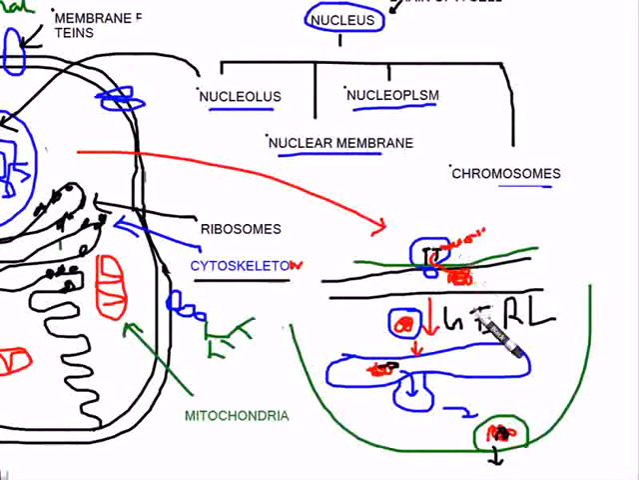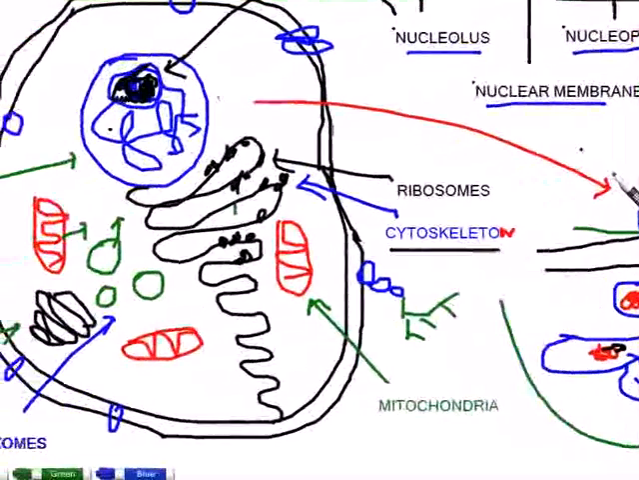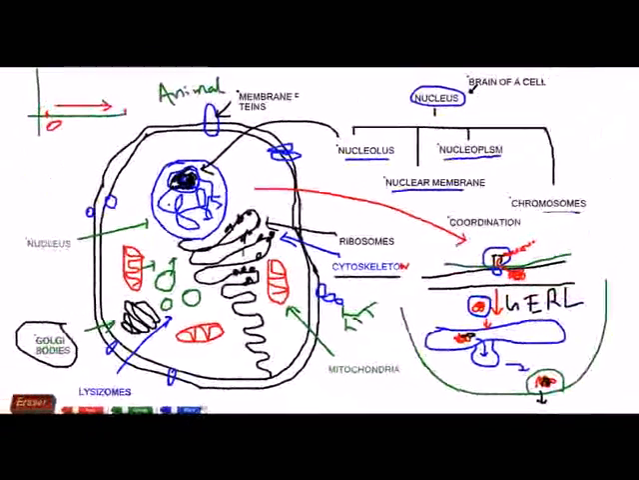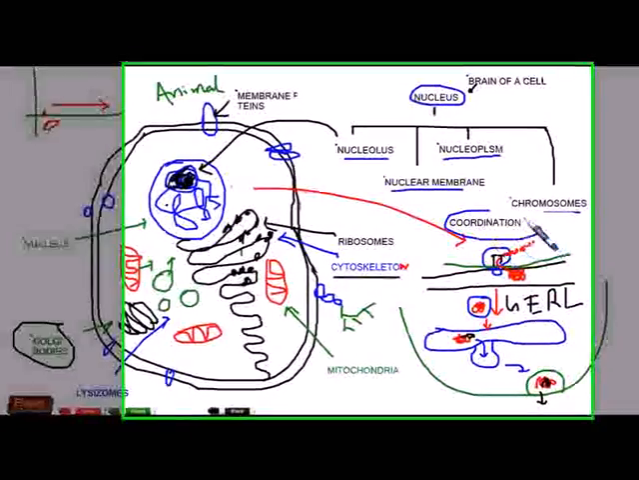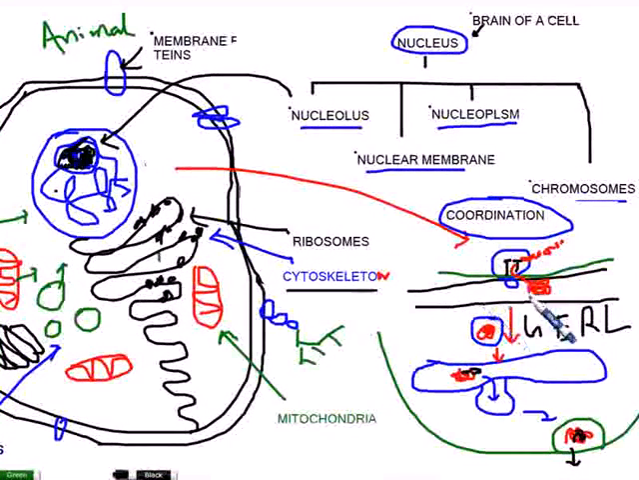So we have a coordination. So cell means coordination. So we need coordination to work. So the cell always works in a coordinated manner. Without this coordination, the cellular system will collapse. So it's very important to have these coordinations.